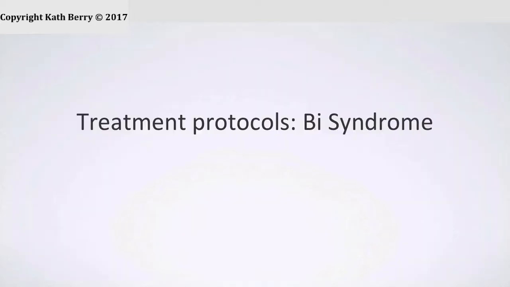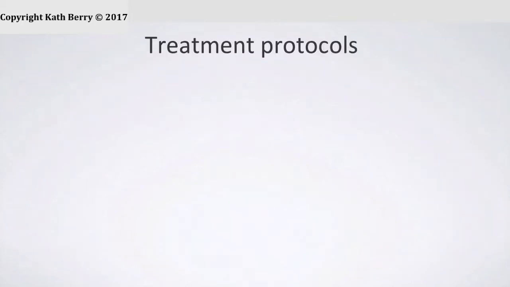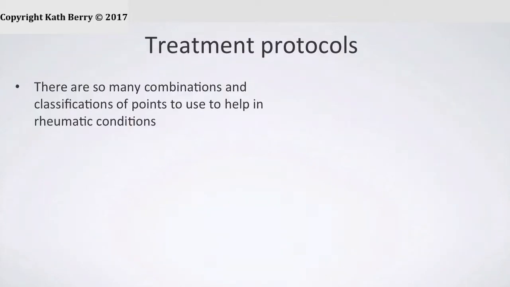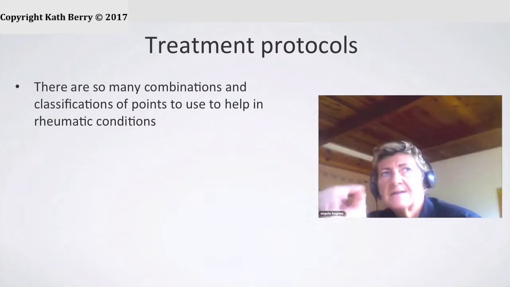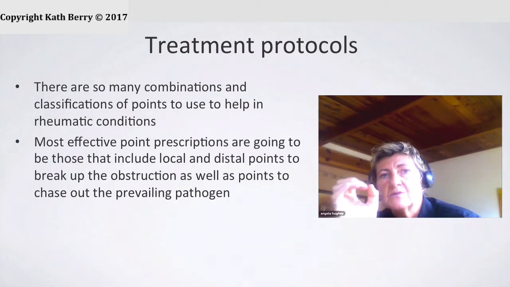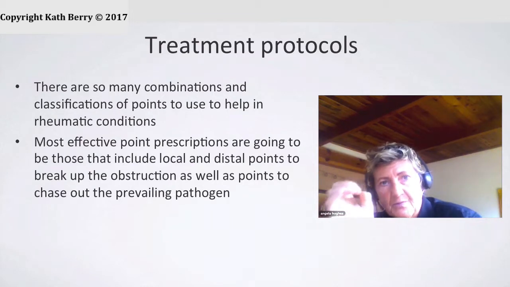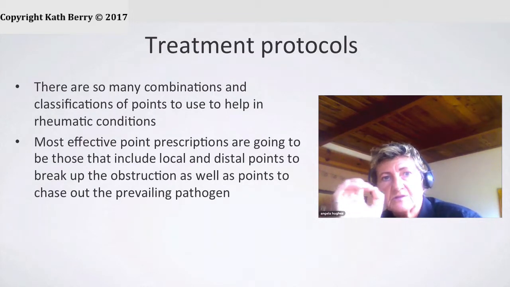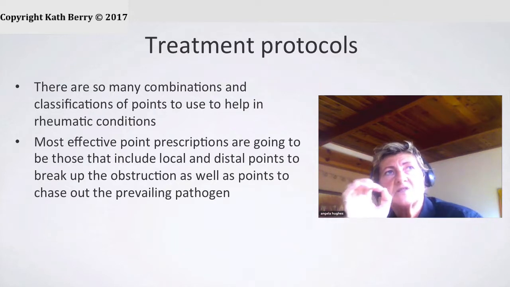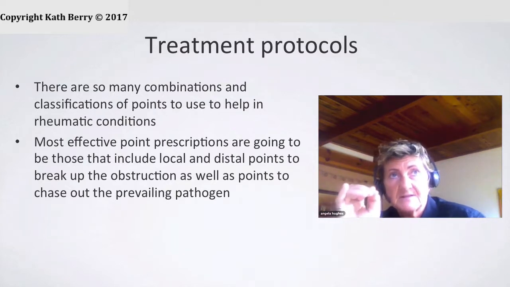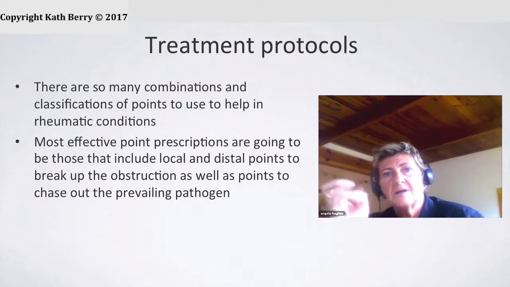So I want to move on to talk about treatment protocols used in Bi syndrome. Obviously everybody's got their favorite protocols, and there are many, many combinations and classifications of points to help with rheumatic conditions. But I find the most effective point prescriptions are those that include distal points and local points to break up the obstruction, as well as points to chase out the pathogen that's invaded, and some kind of tonification.